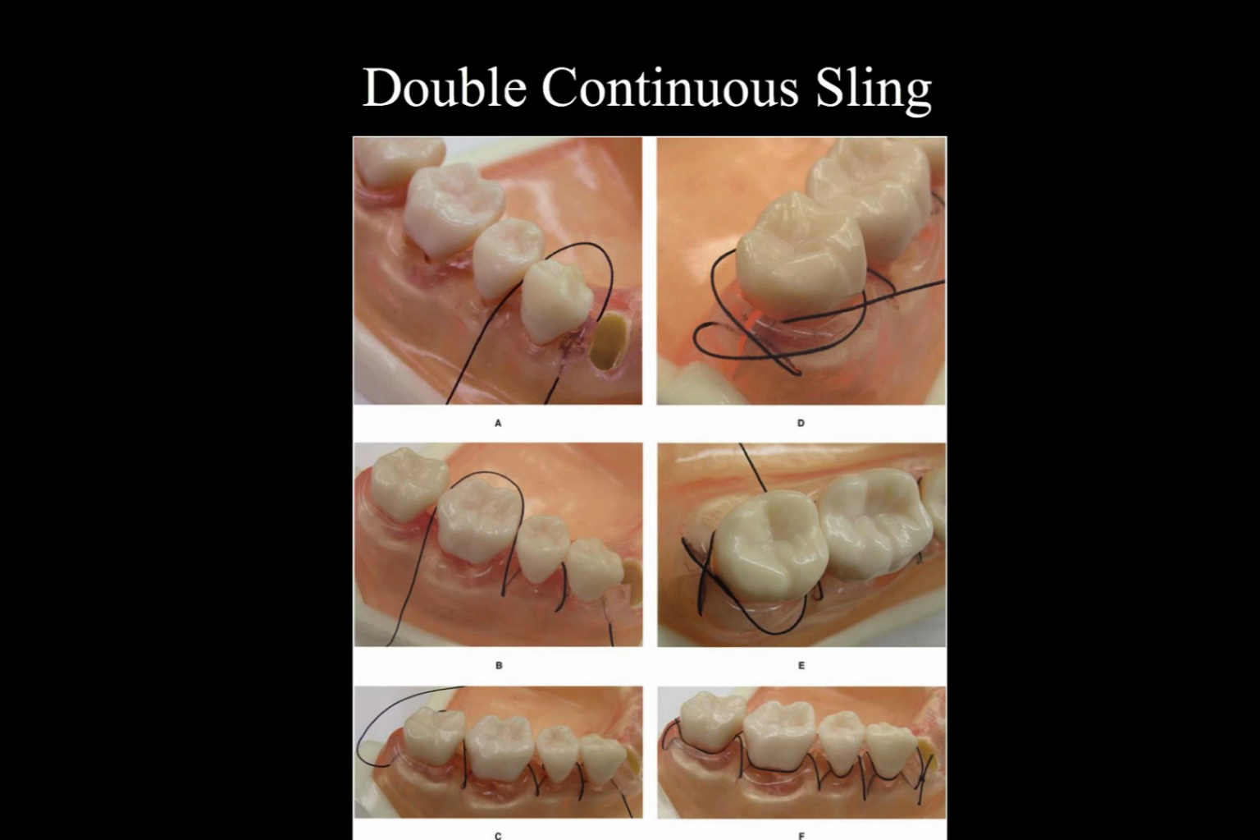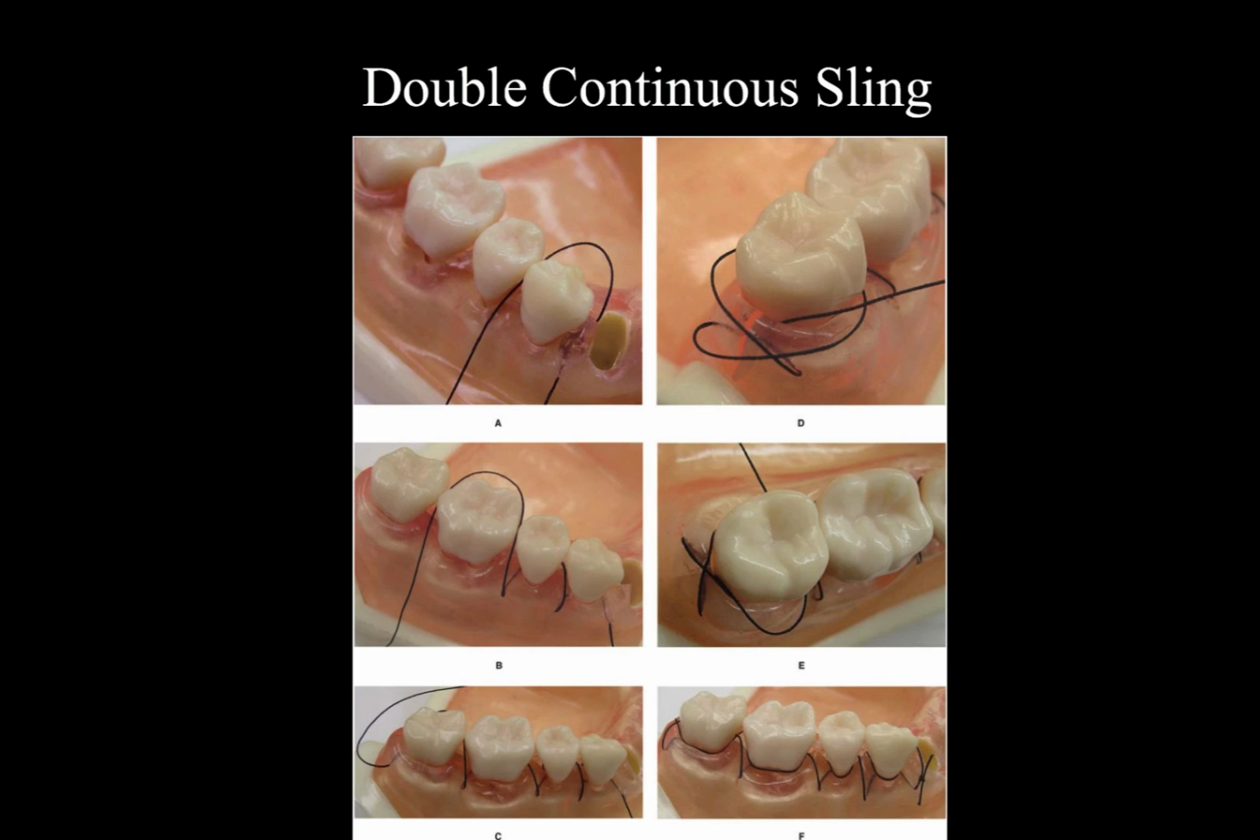Sling sutures allow positioning of the facial or lingual flap independent of the opposing flap. For example, the sling suture can provide coronal positioning of the facial flap, while the lingual flap can be placed in an apical position.